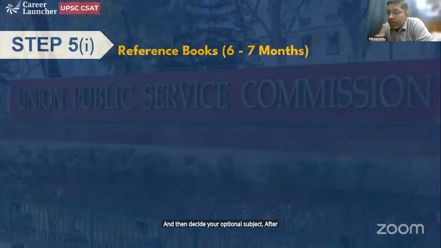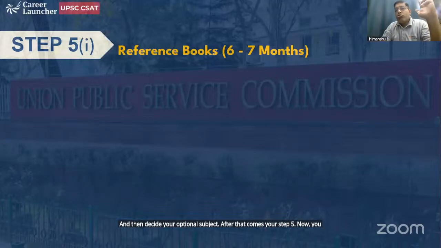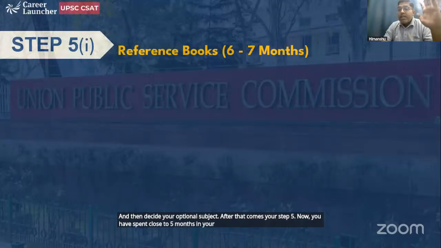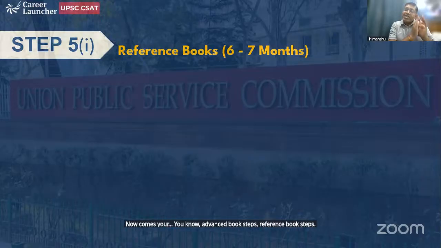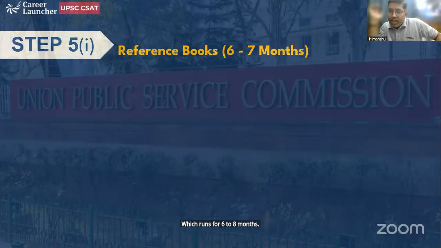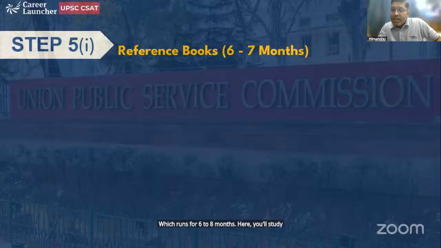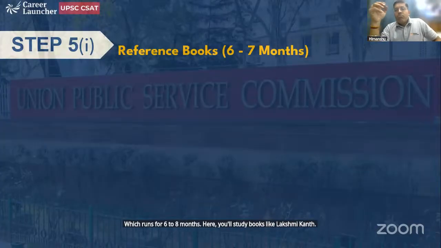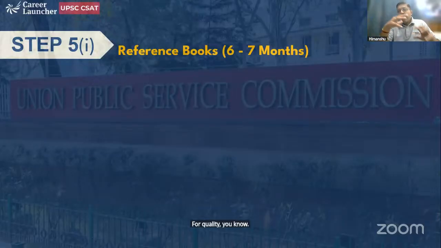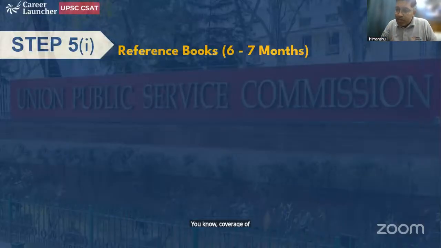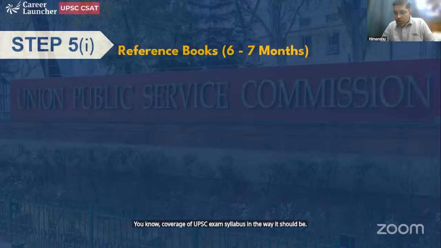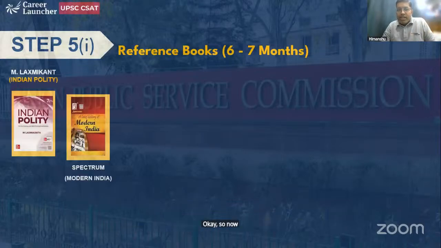After that comes your step 5. Now you have spent close to 5 months in your preparation. Now comes your advanced book steps, reference book steps, which run for 6 to 8 months. Here you will study books like Lakshmikant for polity, or Lucent, those books which are recommended, which have the coverage of UPSC exam syllabus in the way it should be. So now is the time to do those reference books.